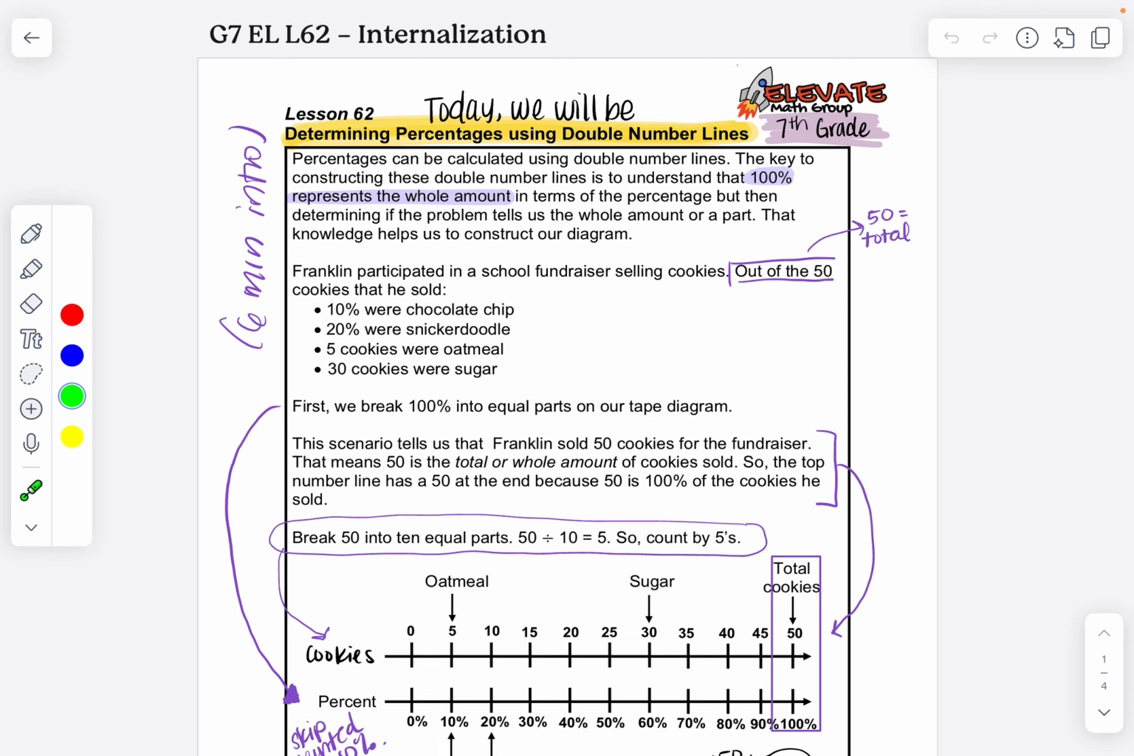Out of the 50 cookies he sold, 10% were chocolate chip. This is important information. 10% chocolate chip, 20% snickerdoodle, 5 oatmeal, 30 cookies with sugar. Very important. Now, this piece kids would get, right? So there's a total of 50. 35 have been accounted for. So there's another 15 that we're not sure about. We're not sure what percent of the 15 are chocolate chip, or what percent of them are snickerdoodle.